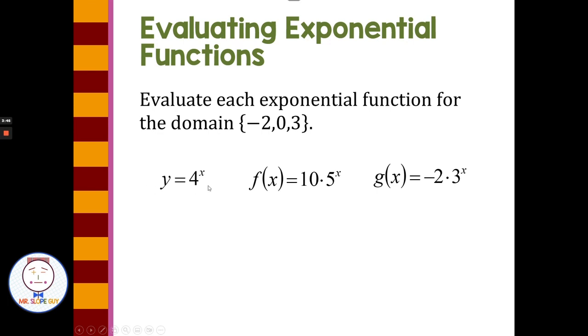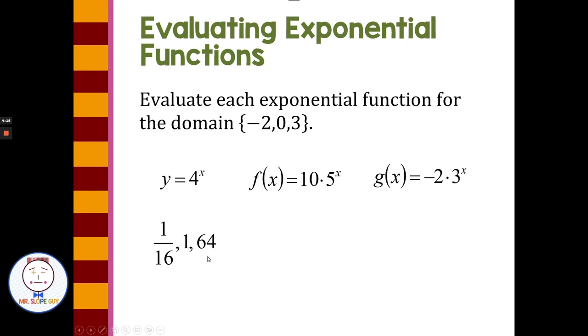So first we go through and put in negative 2. So I have 4 to the negative 2 power, which would be 1 over 4 squared, which is 1/16. Then 4 to the 0 power. Anything to the 0 power is just 1. Then I could do 4 to the third. 4 times 4 times 4 is 64. So when my domain is negative 2, 0, and 3, with this function, my output or my range, my y values, 1/16, 1, and 64.